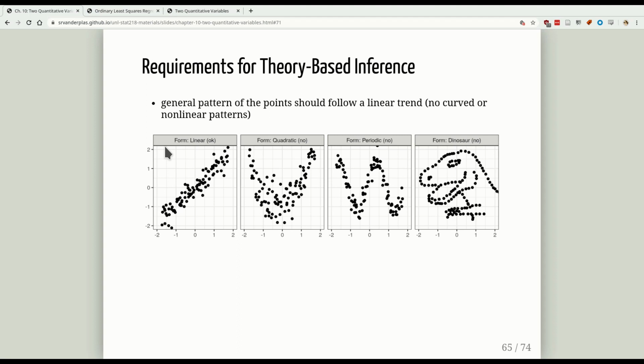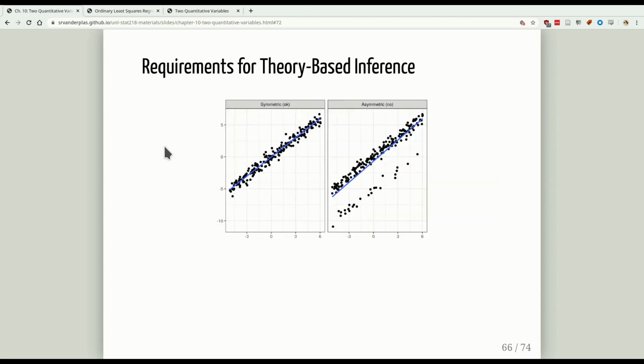Okay. Second requirement is that we have symmetry around the regression line. So if your regression looks something like the picture on the right, where you have a few points that are way, way, way far down, then clearly most of your points are above the regression line. The ones that are below the regression line are really far below the regression line. And so this assumption would be violated.